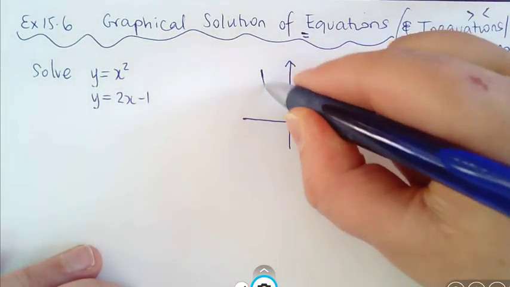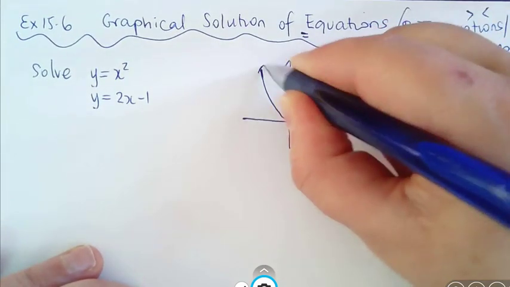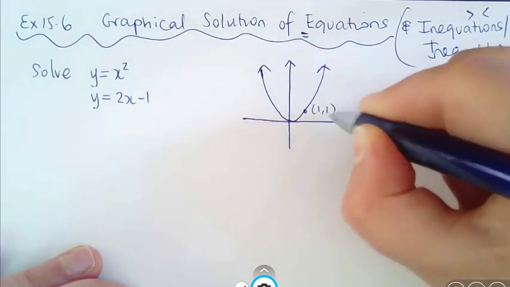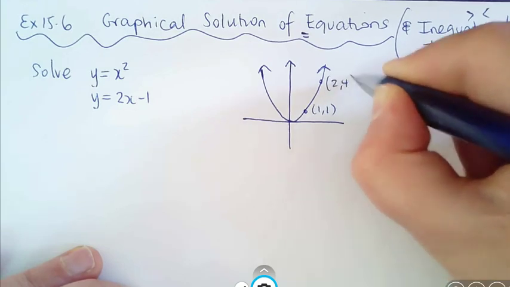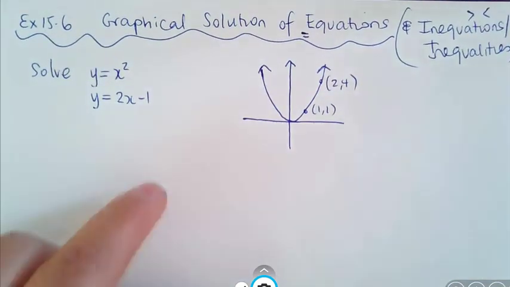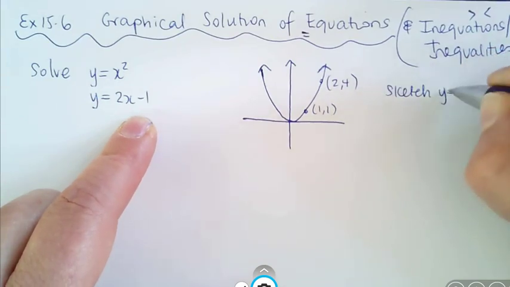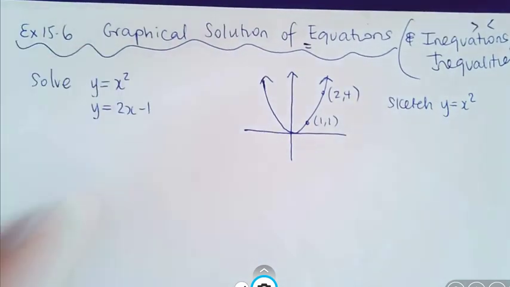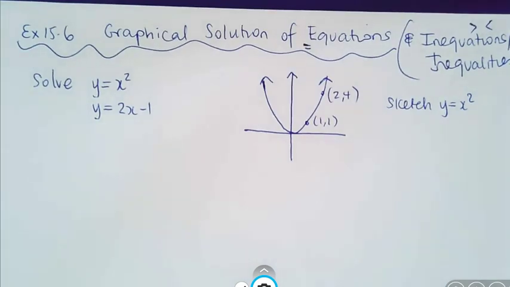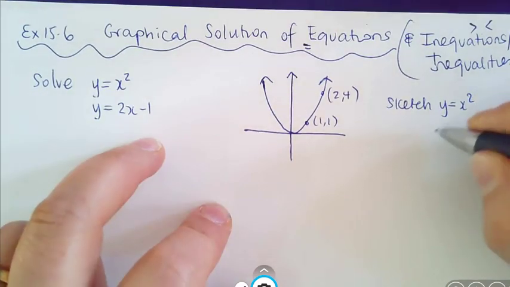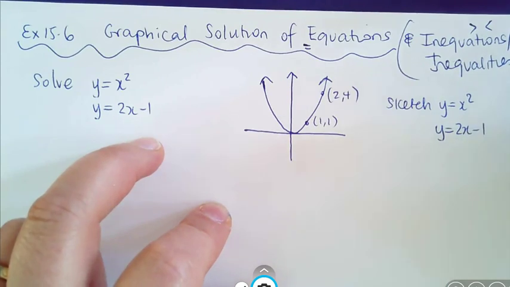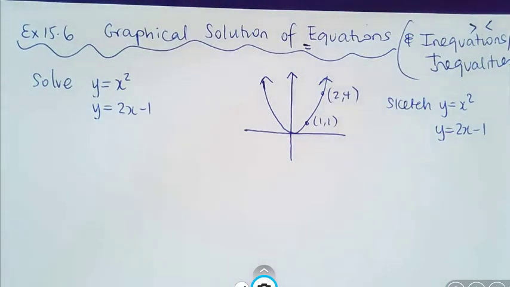So the graphical solution would be y equals x squared looks like this, right? 1, 1, 2, 4, and so on. So the graphical solution would be to sketch y equals x squared. I'm doing this for an equation that you could solve in a different way, just to show you the method first. And to sketch y equals 2x minus 1 and read off the points of intersection. That's the graphical solution. So I'm going to sketch y equals 2x minus 1.